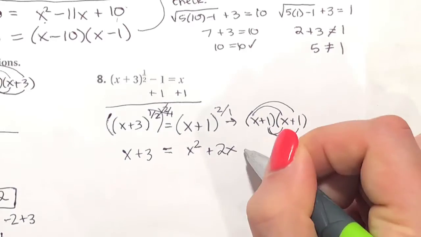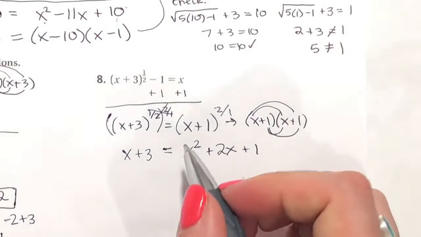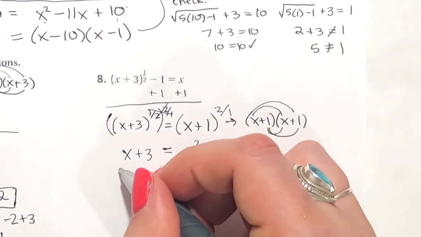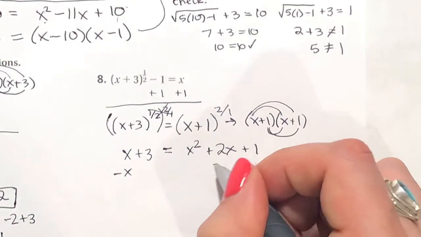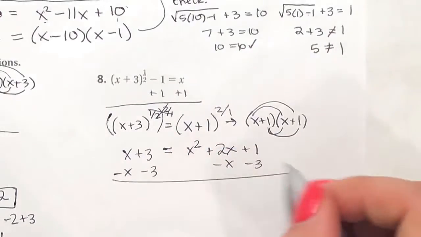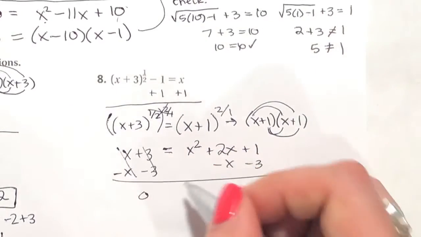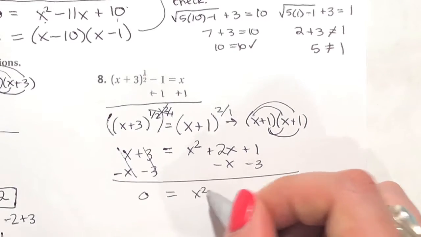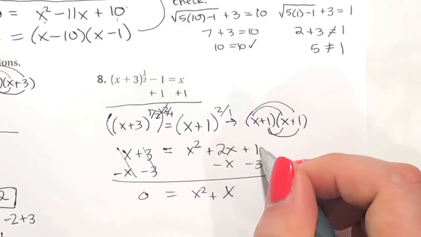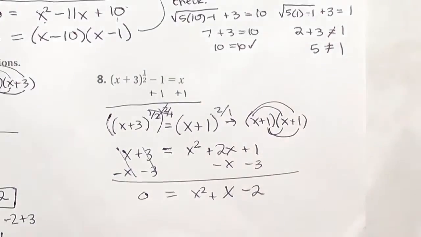And then 1 times 1 is 1. So just like our last problems, we do have that x squared, so we need to get x on one, or 0 on one side. So let's minus that x over, minus the 3 over, and we get 0 equals x squared. 2x minus x is 1x, and then 1 minus 3 is negative 2.